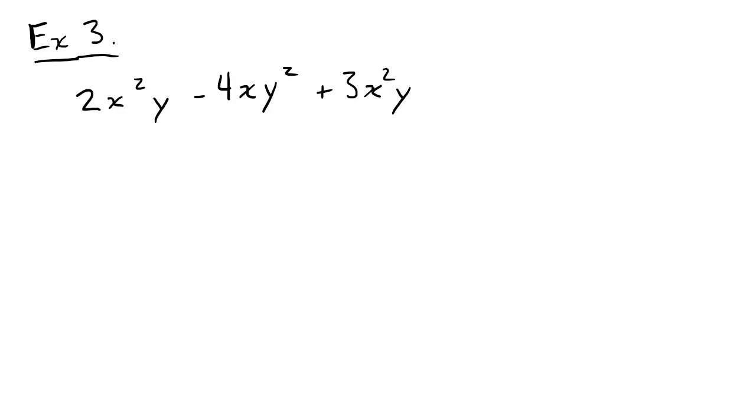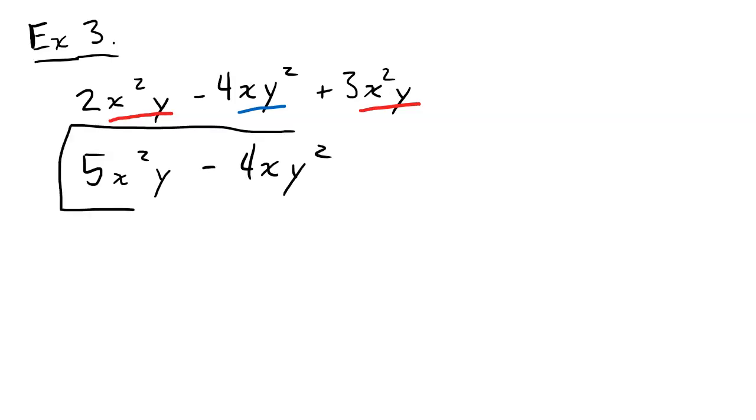Now, this problem is a little tricky. Very simple once you notice which powers go together. So this is x squared times y, okay? Now, the next term doesn't have x squared times y, but this third term does. So these two are like terms, whereas this one has no like term to combine with. So we can just simply add 2 and 3 to get 5x squared y minus 4xy squared. So it's simple, but just be very careful of the powers on the exponents.